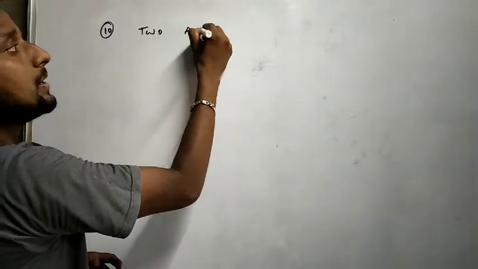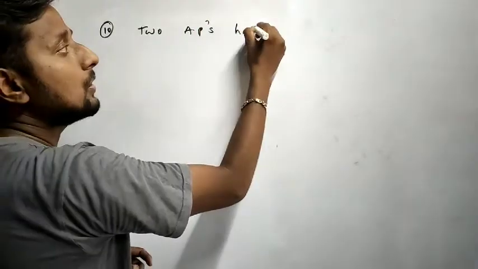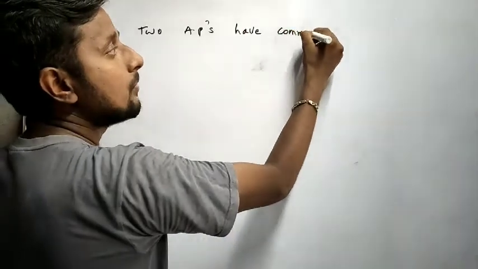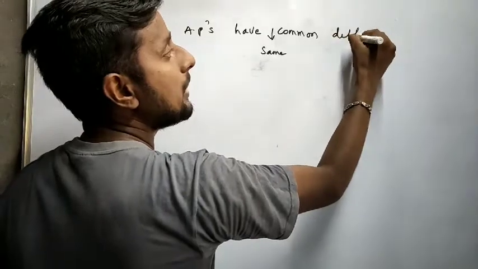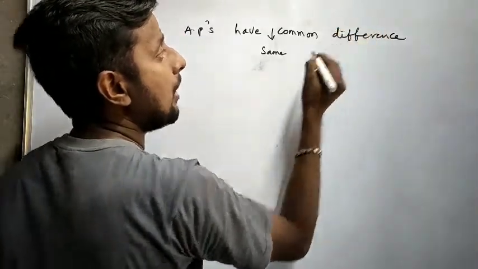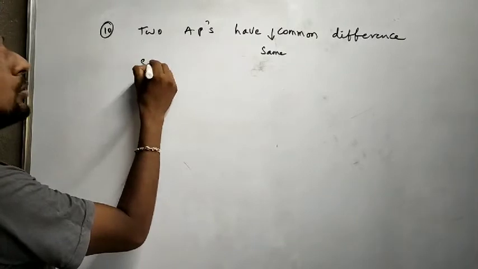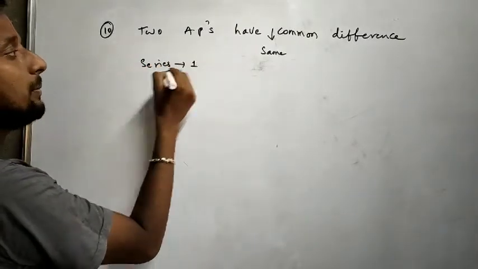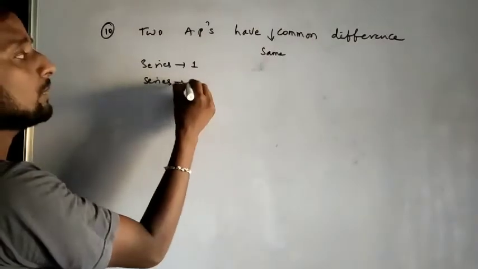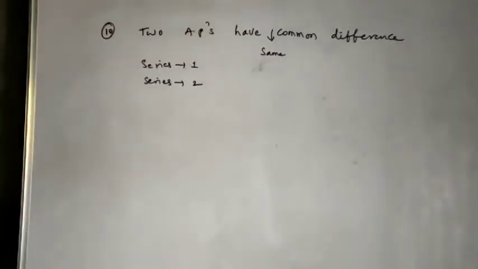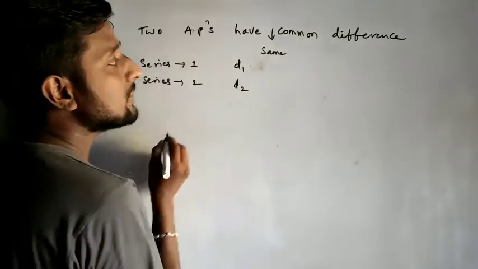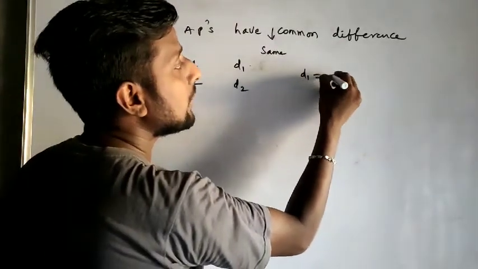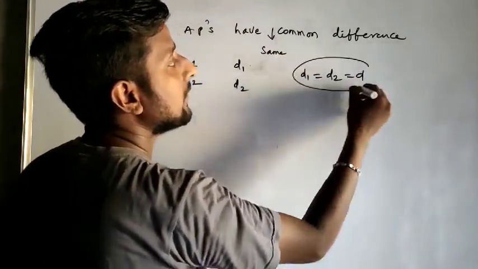Two APs have the same common difference. So what I am telling you, if you talk about series 1, the first one, and if you talk about series 2, the second one, no issue. Now the common difference here is D1, here the common difference is D2. So simply said, D1 and D2 both will be the same. I have simply taken D.